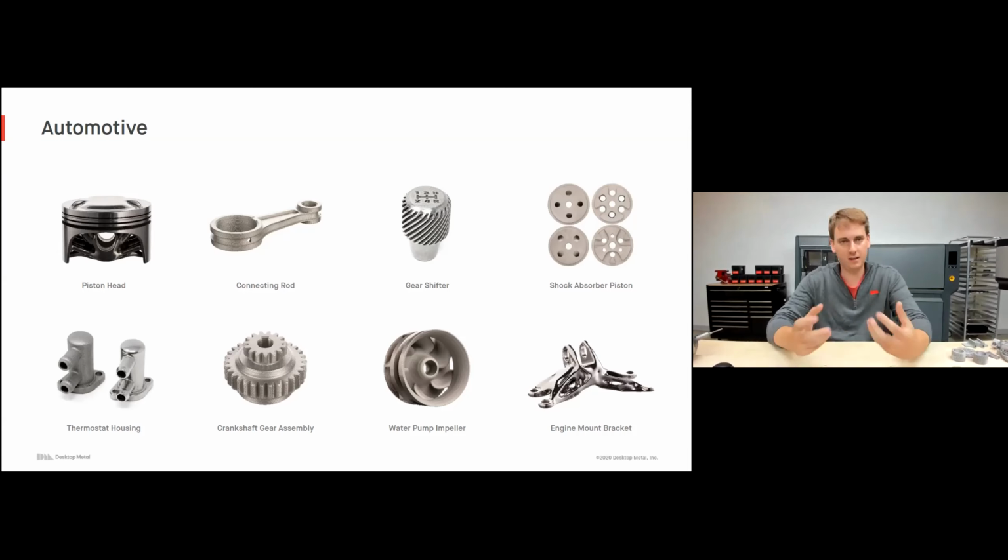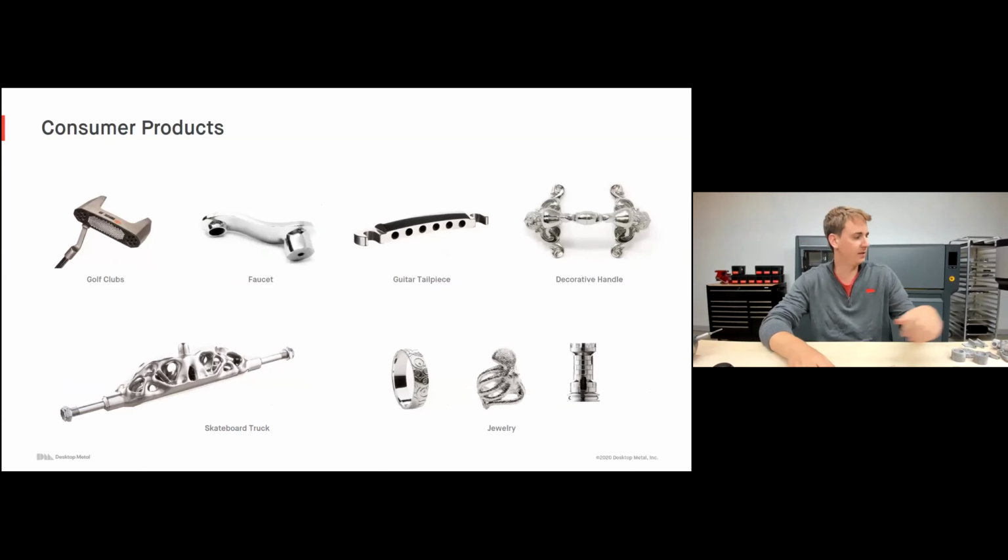Just trying to get your mind thinking about what are some of the applications we're seeing today on these Desktop Metal products. Consumer products, things like golf clubs, faucets, guitar tailpieces, decorative handles that can be very, very customized now because we're printing without the need for tooling. Custom skateboard trucks that feature this generative design to be very, very light. And then jewelry, of course.